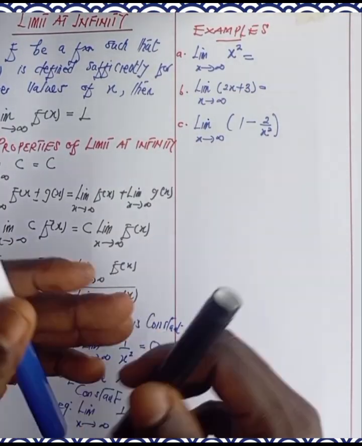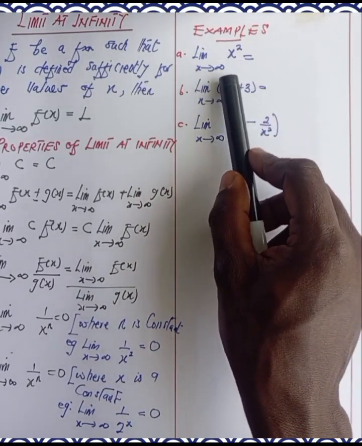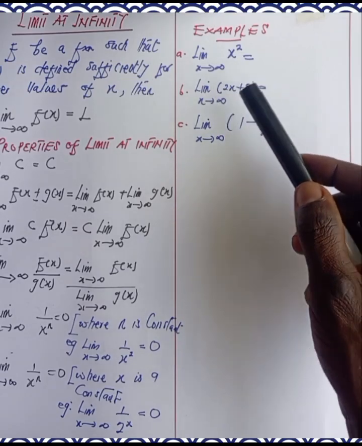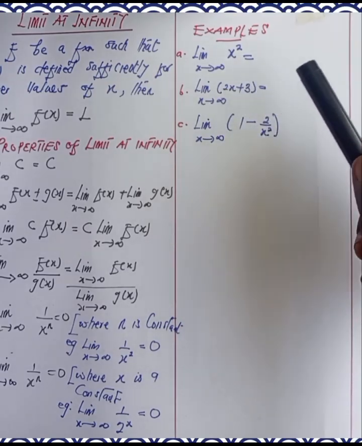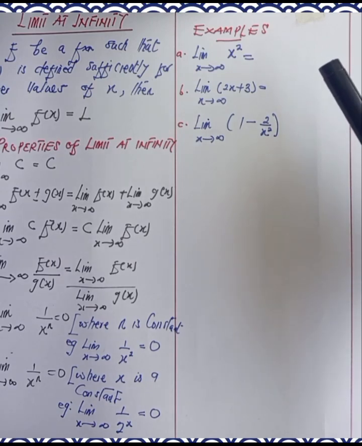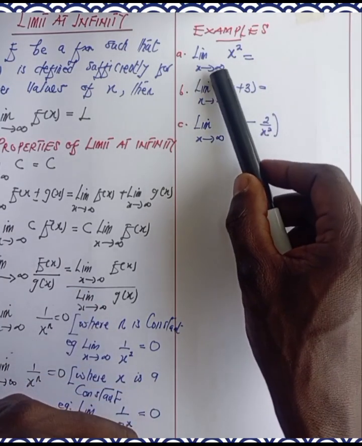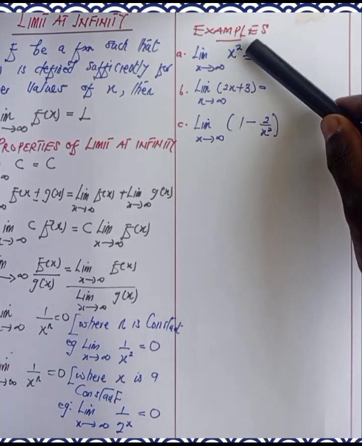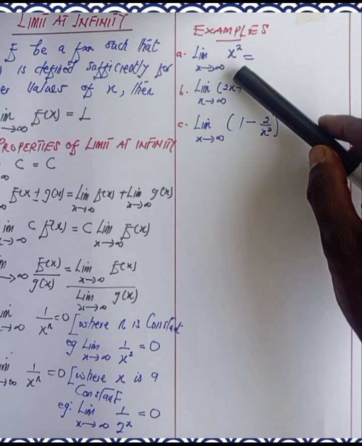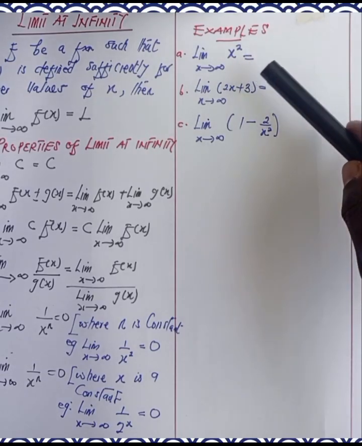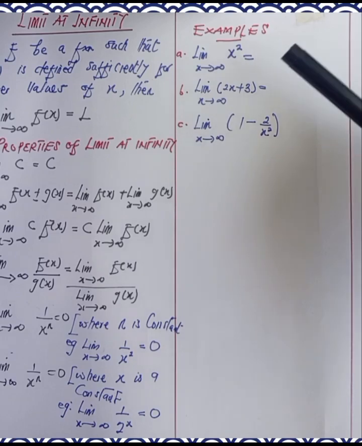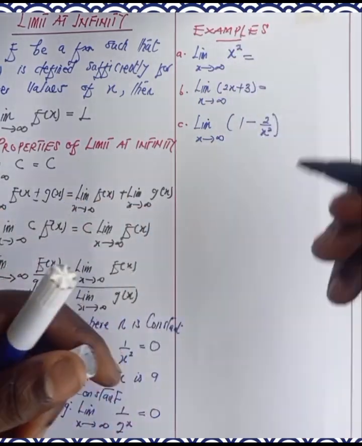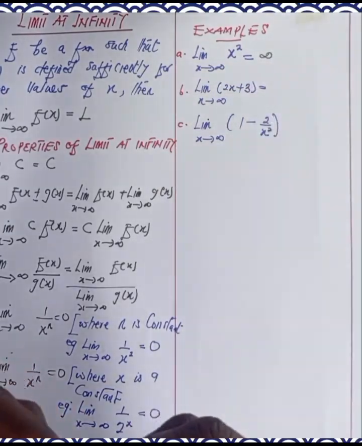We are to find the limit of this function as x approaches infinity. Infinity, we are looking at higher values such as 10, 100, 1000, 10,000, 1 million, 1 billion, and so on. So as x grows larger, when you have 10 raised to the power 10, we are getting huge numbers; 100 raised to the power 10, 1000 raised to the power 10, we are getting huge numbers. So as x goes higher, this function will approach what we call infinity.